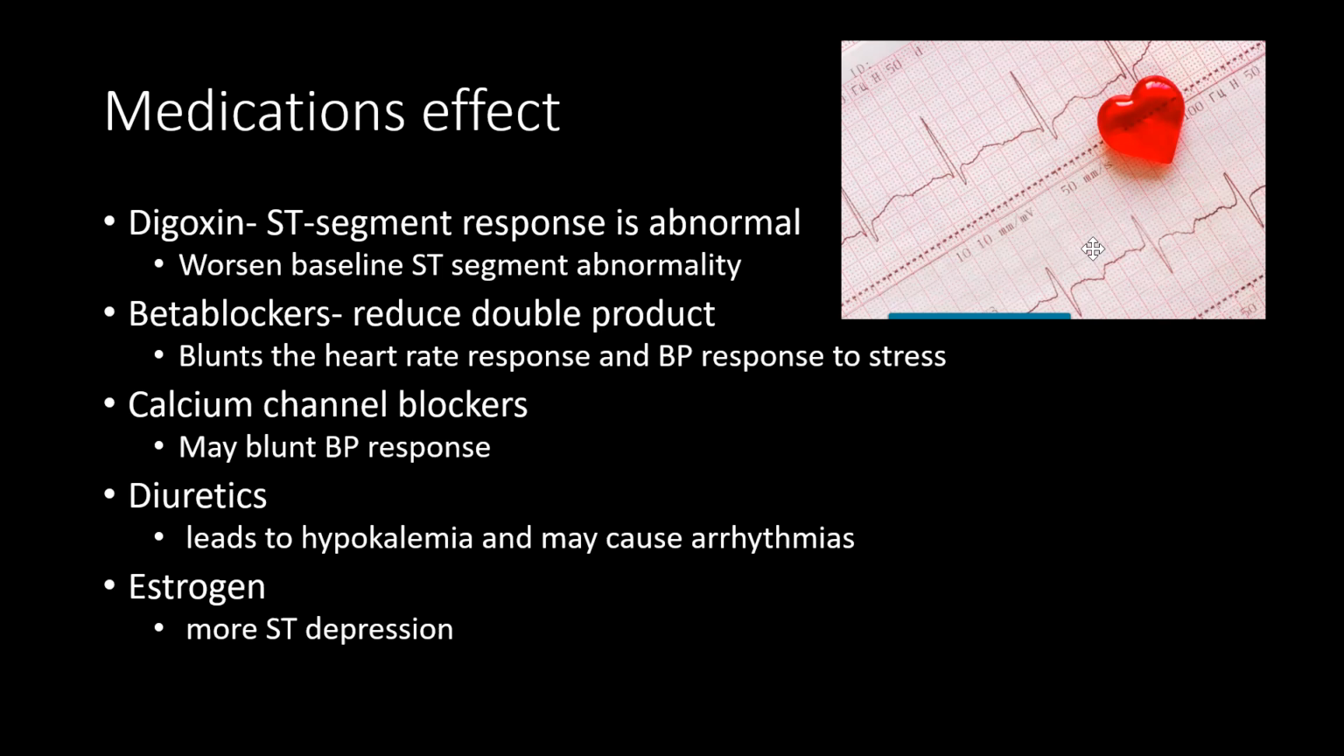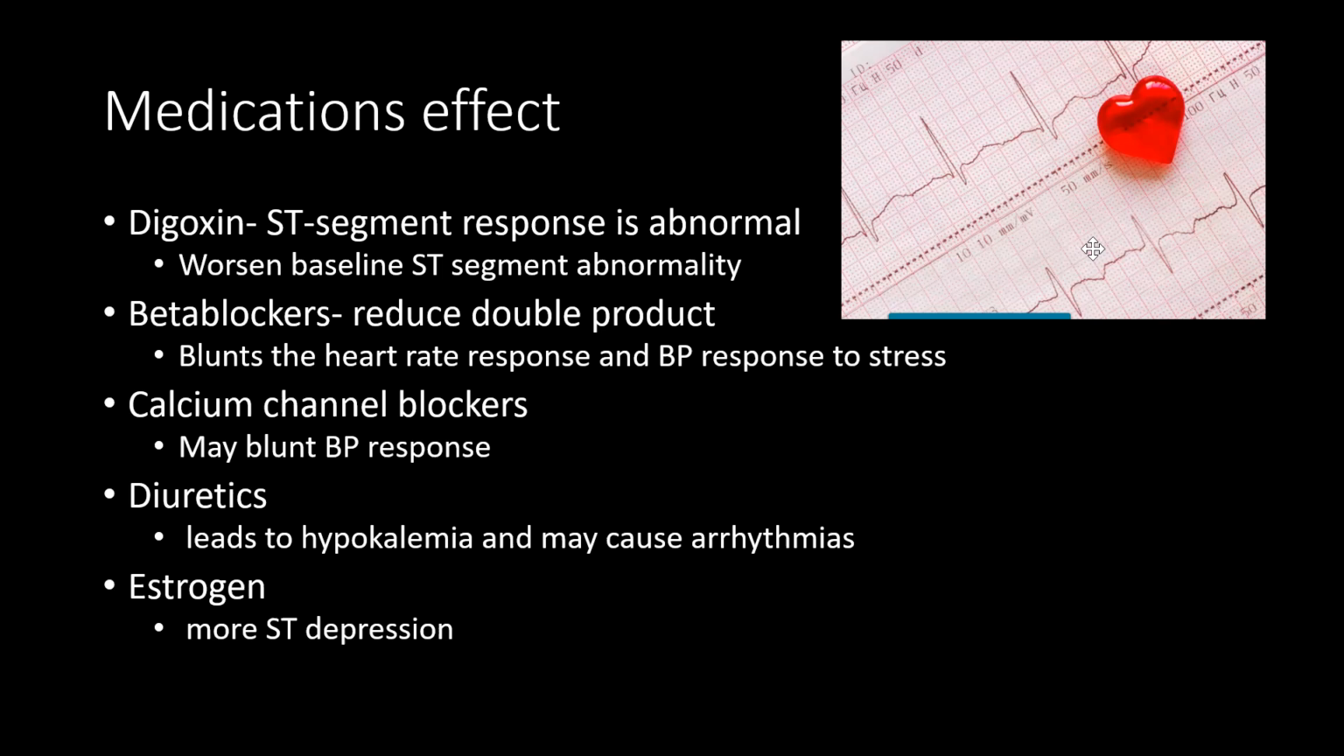Beta blockers reduce double product. That means they blunt the heart rate response and the blood pressure response to stress. It does not allow the patient's heart rate to rise and keep the blood pressure under control. Calcium channel blockers tend to blunt the blood pressure response, and they may also blunt the heart rate response.